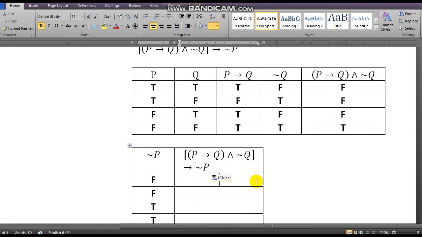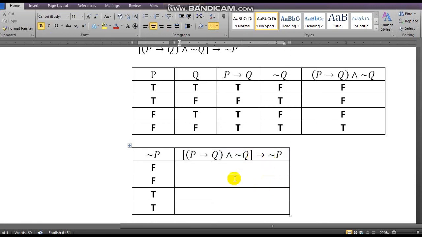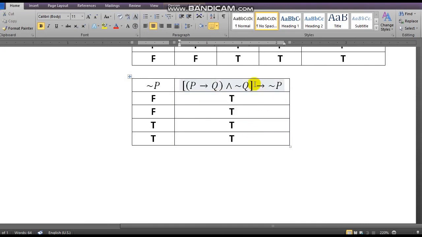So P implies Q and not Q implies not P. We're going to combine this column with this column as a conditional statement. So that is false, false, that is true. False, false, true. False, true, true. And true, true, true. As we can see here, the entire statement would all be true.